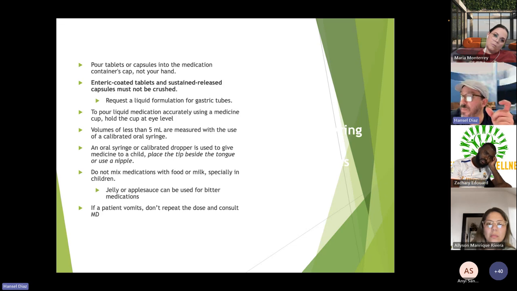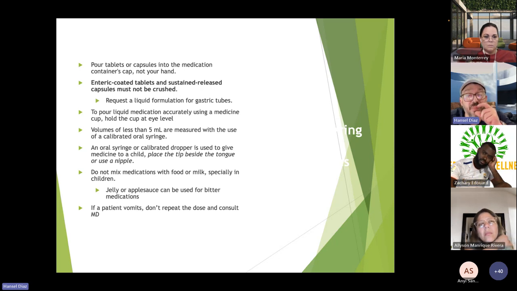Use a medicine cup at the level of your eyes. Volumes of less than 5 milliliters are measured with the use of a calibrated oral syringe. And an oral syringe or calibrated dropper is used to give medicine to a child. You do not give medicine to a child in a cup.